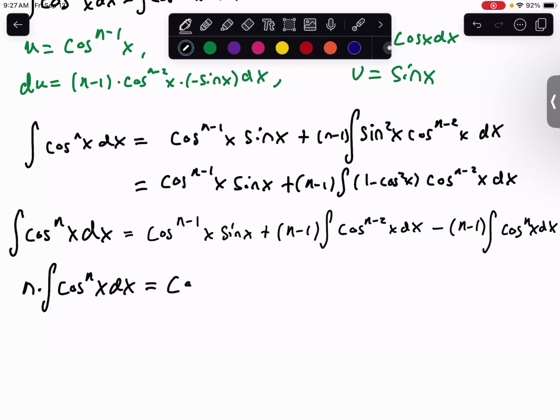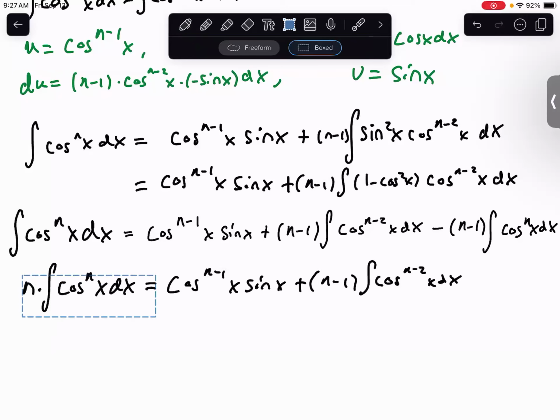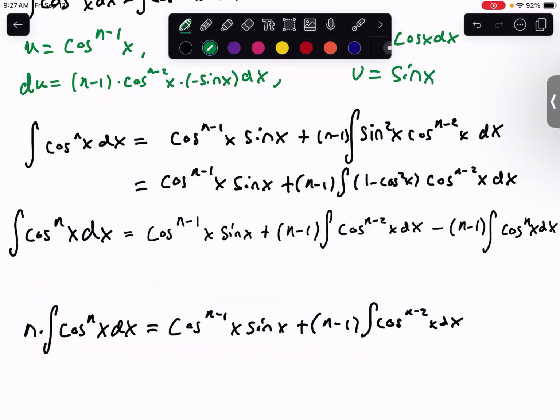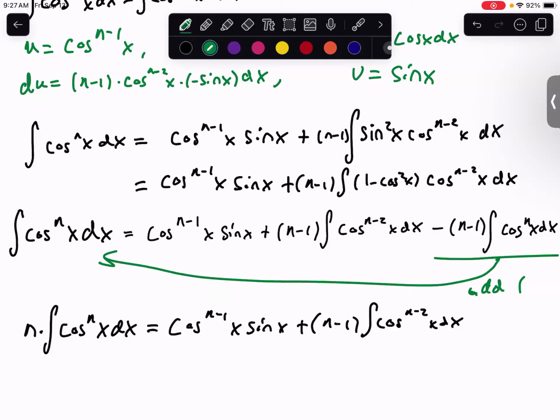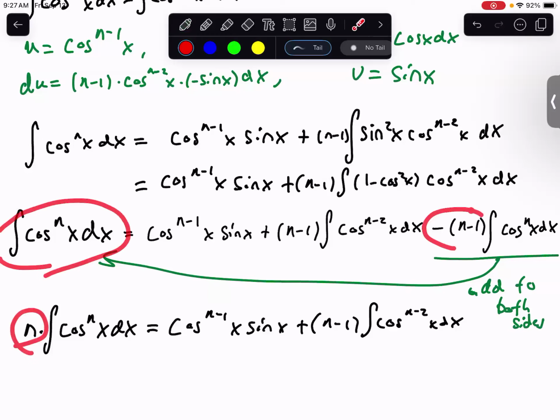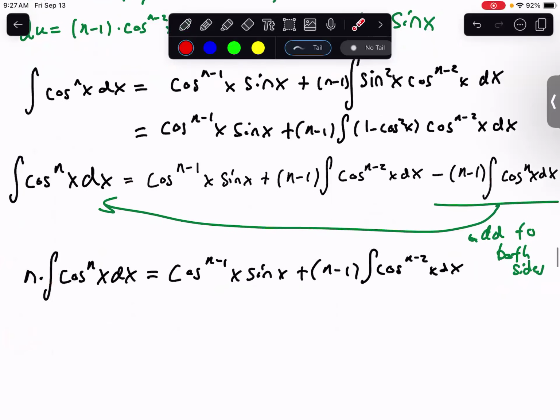And so this is going to be equal to cosine to the n minus 1 power of x times sine of x plus n minus 1 times the integral of cosine to the n minus 2 power of x dx. And maybe I should draw an arrow to indicate. And so all I did going from the previous step to this step is I added this quantity to both sides. So that's where this n comes from, right? We have a 1 plus n minus 1, so you end up getting an n here. And so all that's left is we just have to divide by n now.